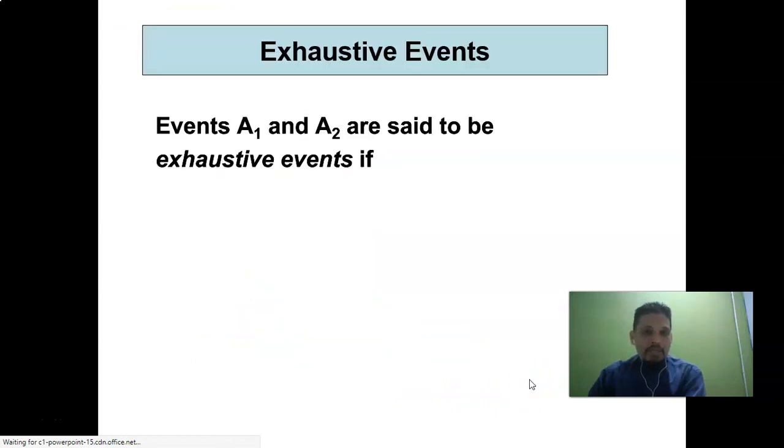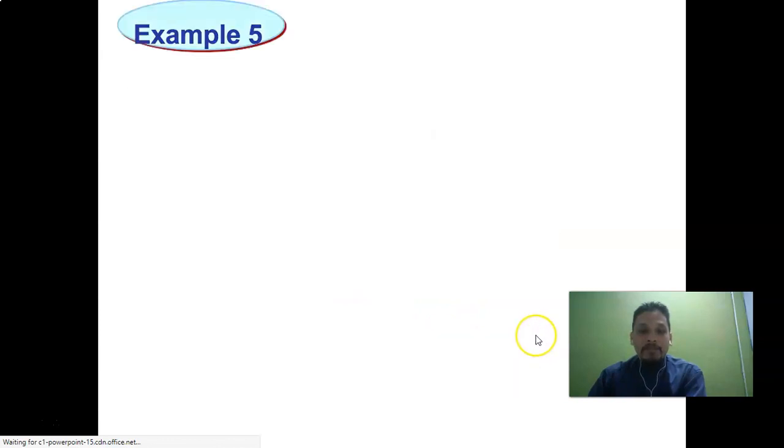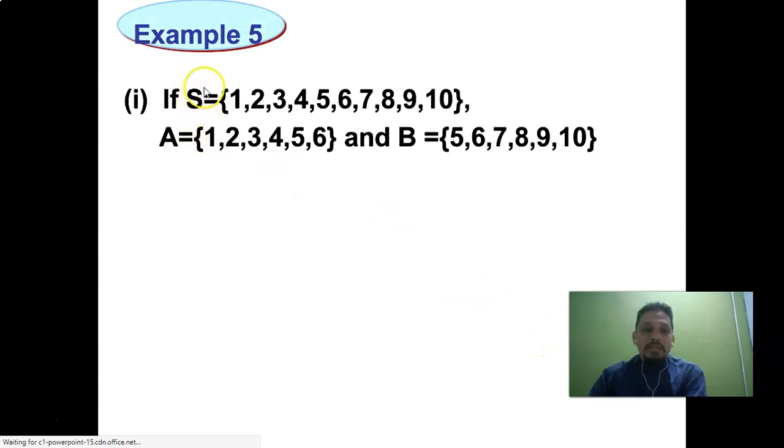Okay, exhaustive events. Let's say event A and B are two exhaustive events if the union of these two events gives us the whole set, the master set of the event itself, equal to 1. So the example 5. Okay, so let's say sample space is all the digits from 1 until 10. And event A is the numbers 1 until 6. And B is 5, 6, 7, 8, 9, 10. So we got two similar here.